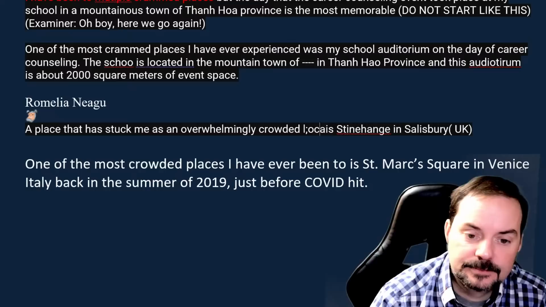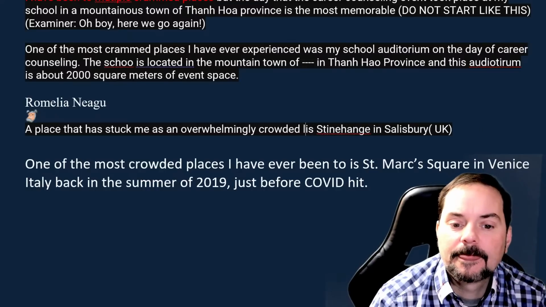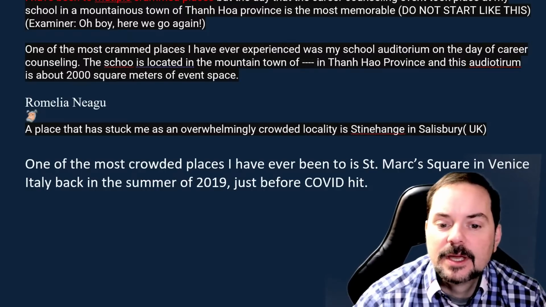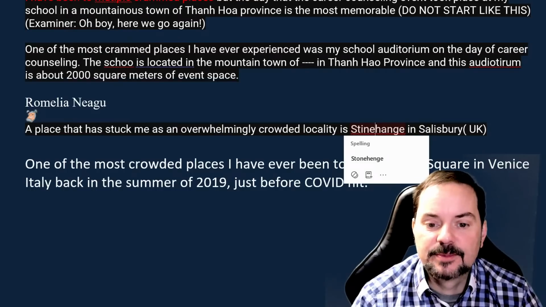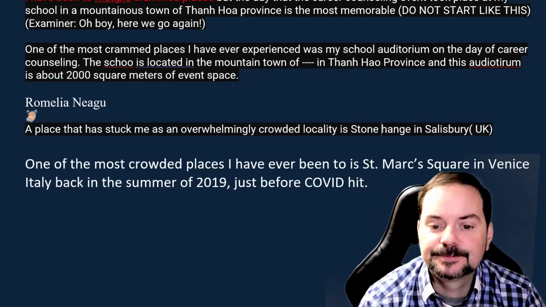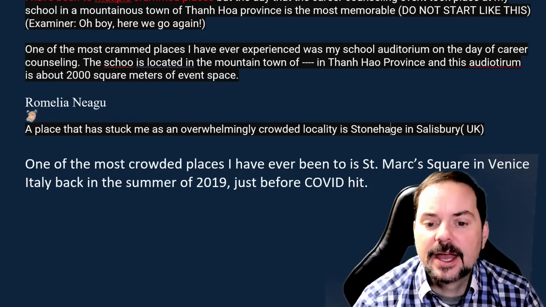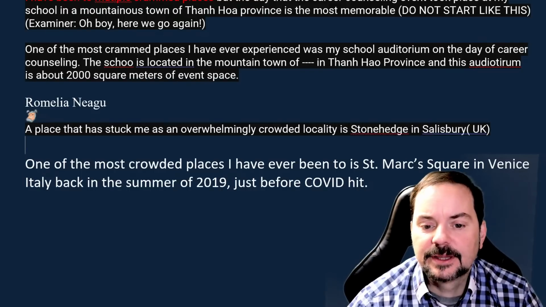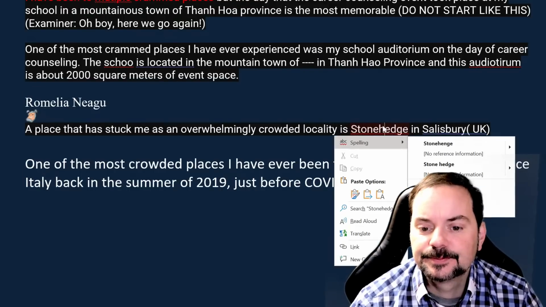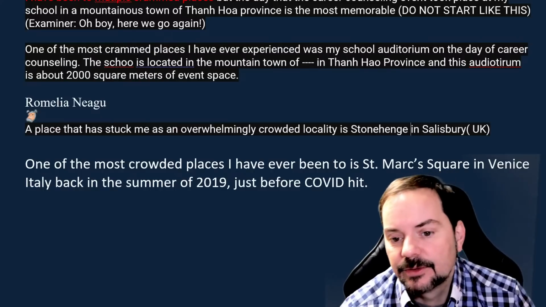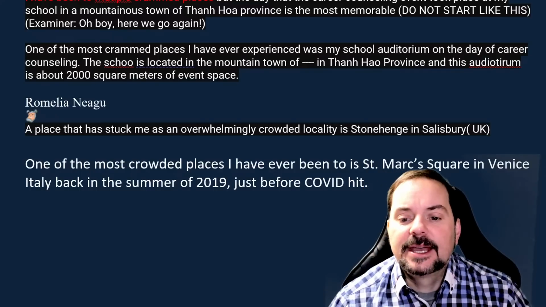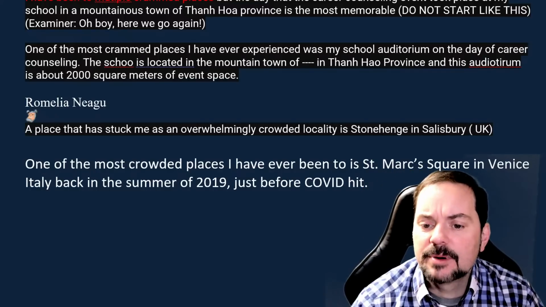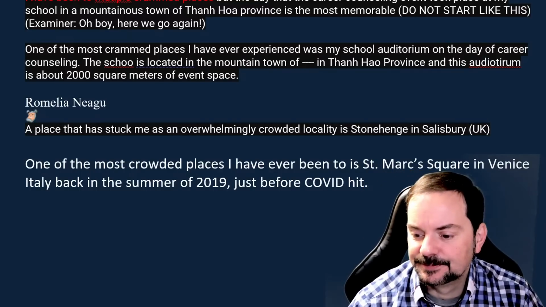locality is Stonehenge in Salisbury, UK. Hedge, I believe, like that. Stonehenge. No, Stonehenge without the D. Interesting. Stonehenge in Salisbury, UK. Okay. Present perfect, Romelia. Present perfect. Yes, yes.